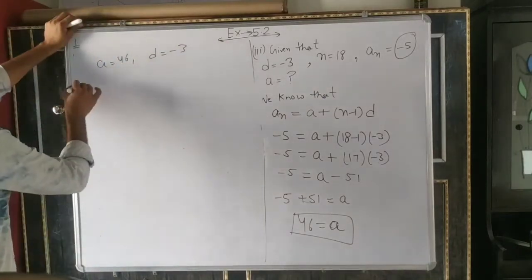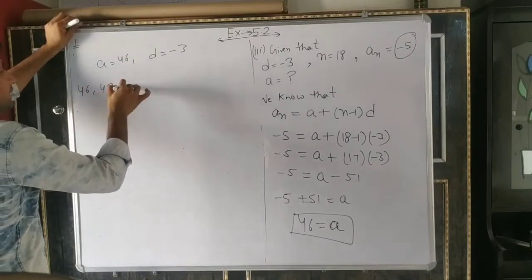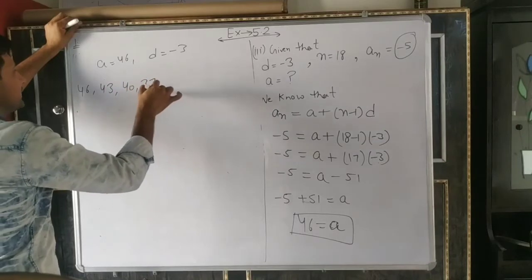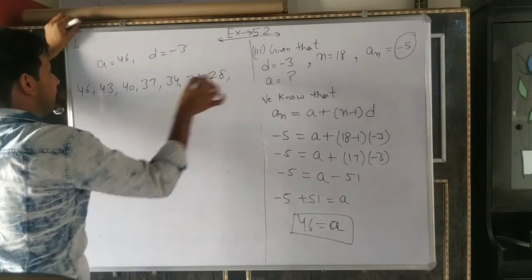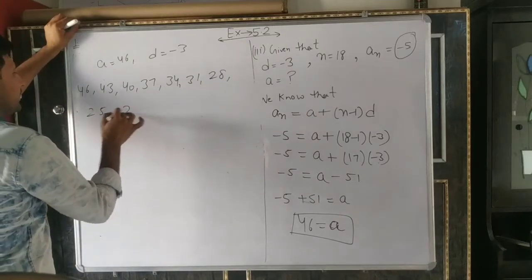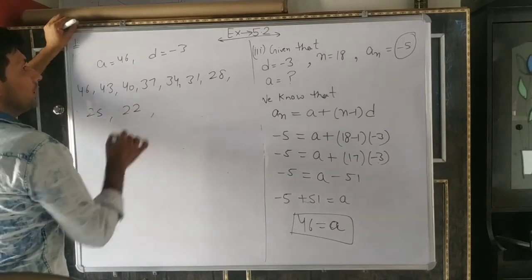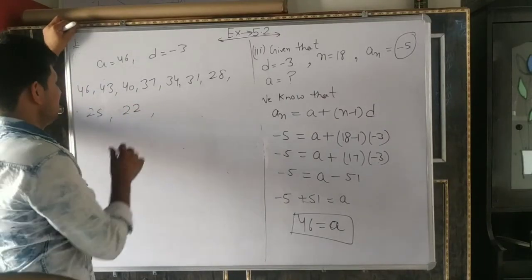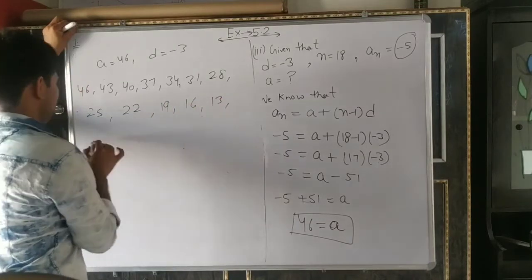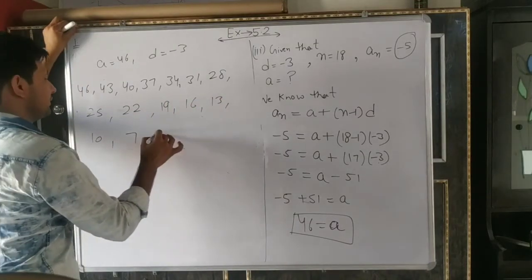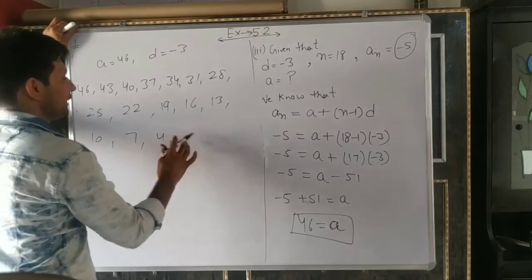So A is 46. How much are we adding? Minus 3. 43. Next is 40, 37. Next is 34, 31, 28, 25, 22. Next is 19, 16, 13, 10, 7, 4, and then 1.